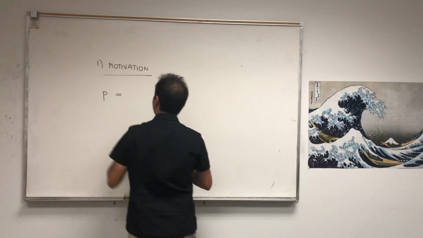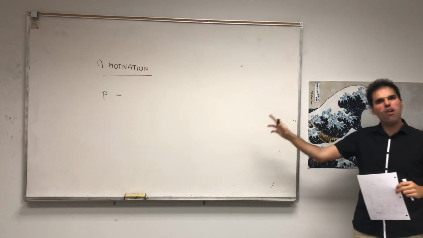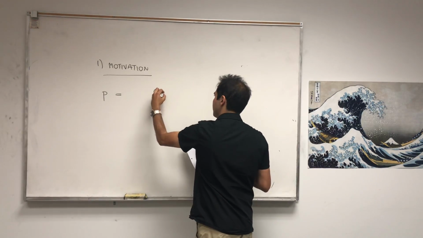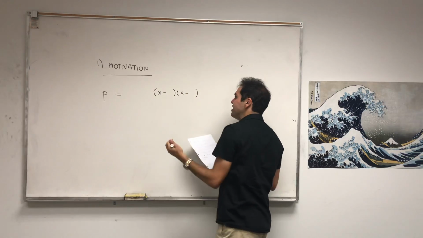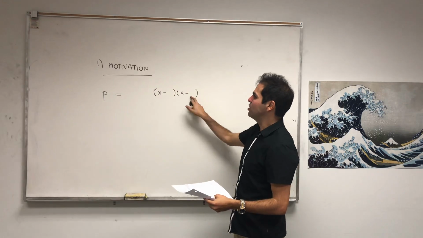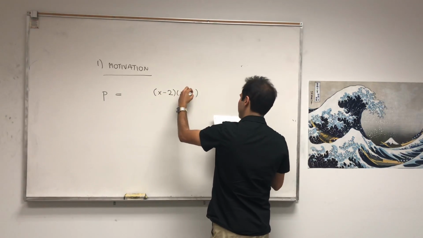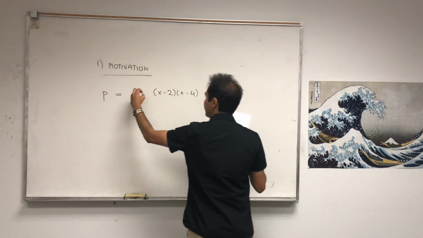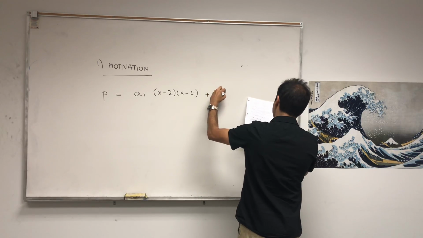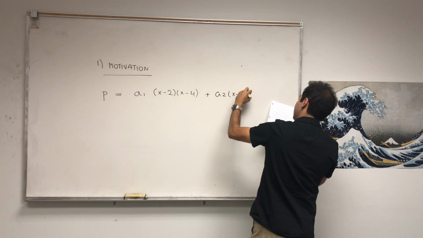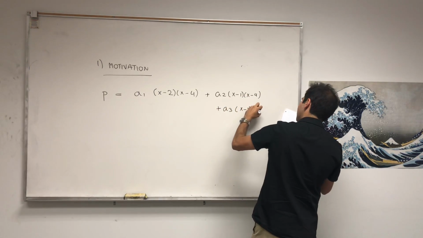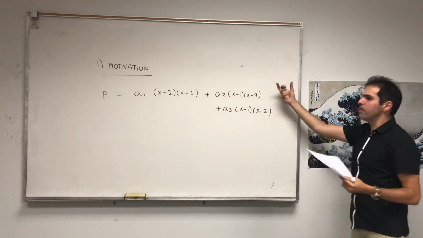So P, all right. The first part is not too bad because the x's, ideally what we would like is something that evaluates to 0 at 2 and 4. So we do x minus 2 times x minus 4. And then suppose we have this. P is a1 times (x minus 2)(x minus 4) plus a2 times (x minus 1)(x minus 4) plus a3 times (x minus 1)(x minus 2). So I think that part isn't too bad.